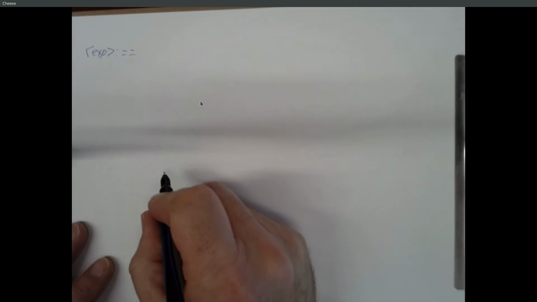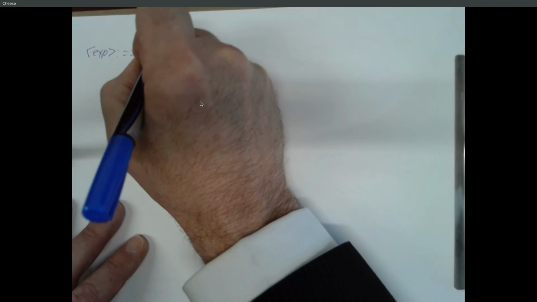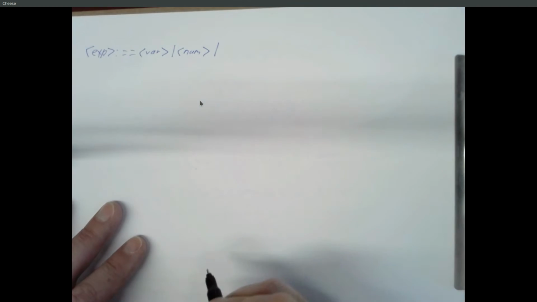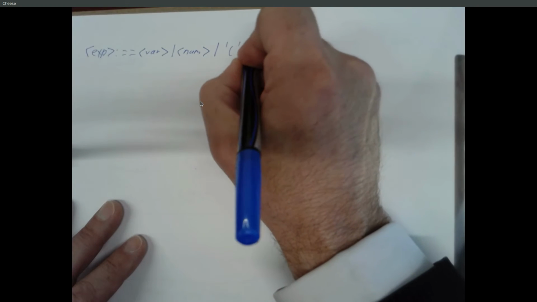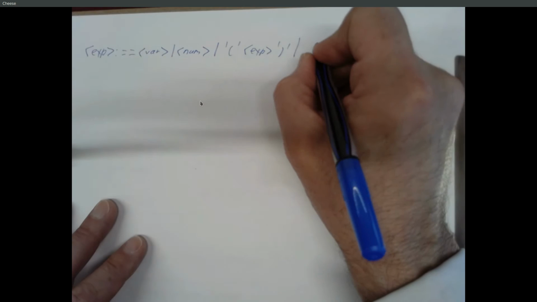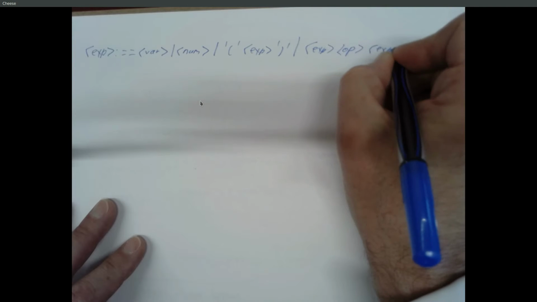So let me show you possible BNF for an expression, the right-hand side of an equal statement. An expression could be a variable, or a number, or a left parenthesis followed by an expression followed by a right parenthesis, or an expression followed by an operator followed by an expression.